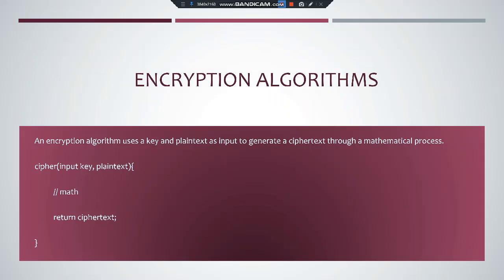Okay, off to the PowerPoint. So an encryption algorithm uses a key and a plain text as input to generate a ciphertext through a mathematical process. For the programmatically minded people, I have here a function called cipher, two parameters, plain text and key, goes through some mathematical process and returns the ciphertext.